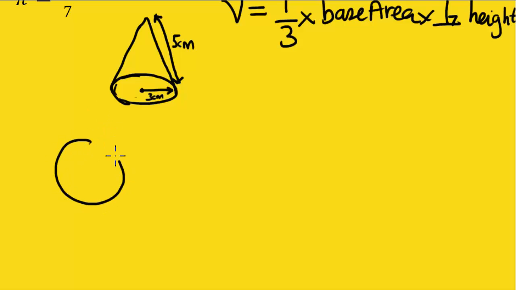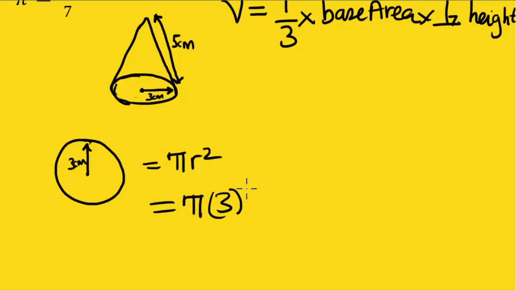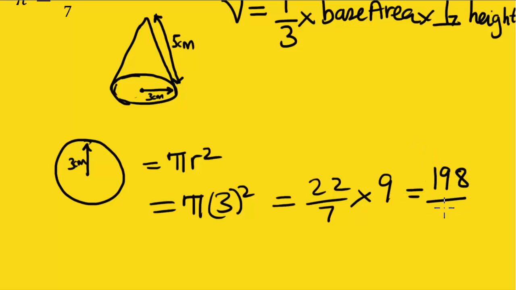We have a circle with a radius of 3 centimeters. The base area is the area of this circle, which is given by pi r squared. Our radius is 3, so we have pi times 3 squared. We've been told to use pi as 22/7, so 22/7 times 3 squared, which is 9, gives 9 times 22 over 7. I'll use my calculator. That gives 198/7. So we know the base area now, and all we need is the perpendicular height.